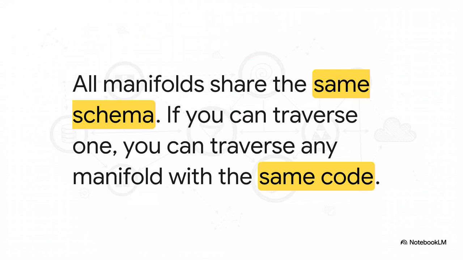Now here is the single most elegant part of this whole design. It's a golden rule. All three of these manifolds share the exact same structure, the same schema. What that means is the code you write to navigate that temporary little workspace, it's the exact same code you use to navigate the giant permanent library. It's this same schema rule that makes the whole thing work so beautifully together.